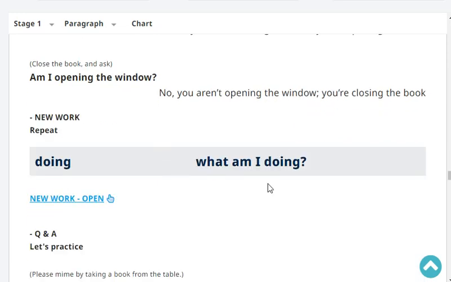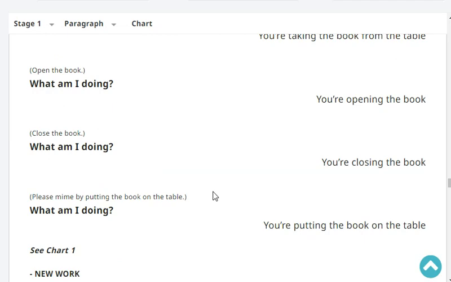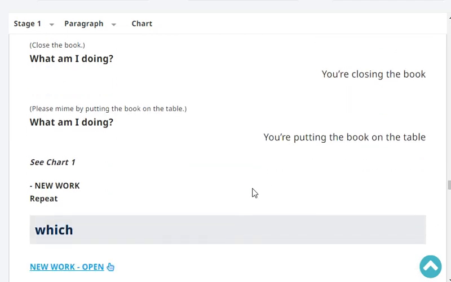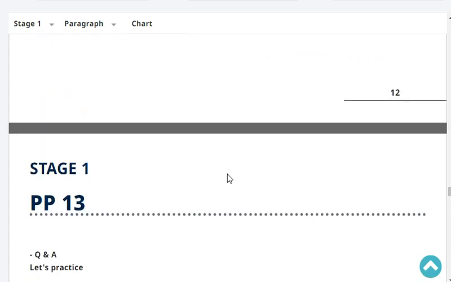Doing. What am I doing? You're taking the book from the table. What am I doing? You are opening the book. What am I doing? You are closing the book. What am I doing? You are putting the book on the table.